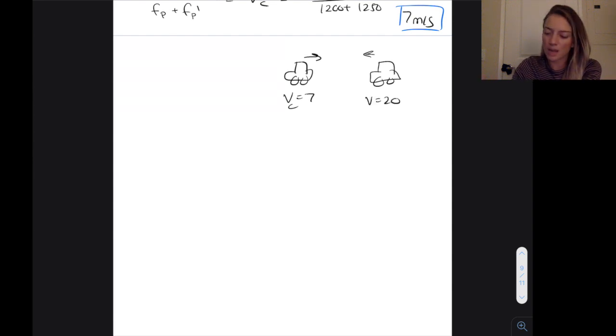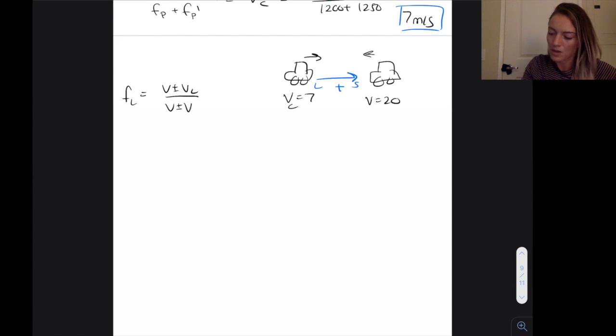So let's first do the Doppler shift from the cop car to this car. We're going to call him the listener. From the listener to the source is the positive direction. So our car is the listener first, and let's see what frequency the car hears. So f of the listener is (v plus or minus v of the listener) over (v plus or minus v of the source). Here our listener is moving towards the source, so this is positive.